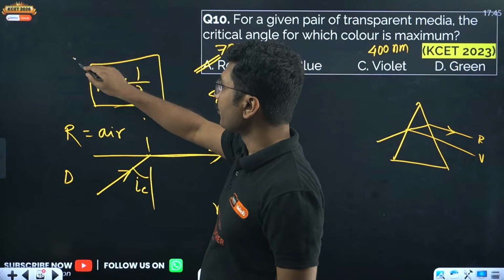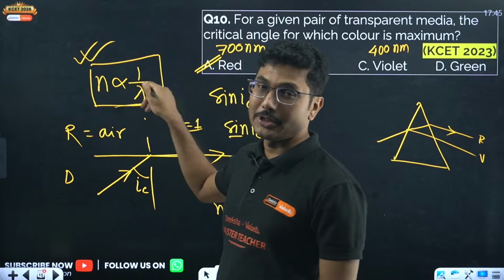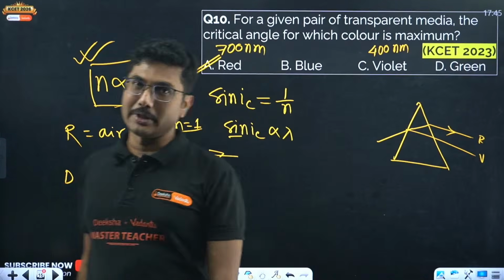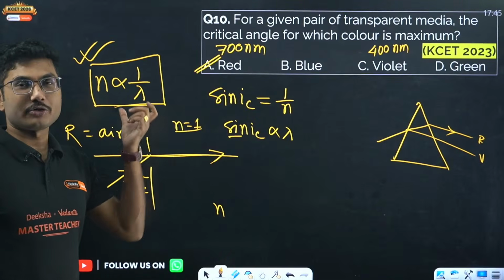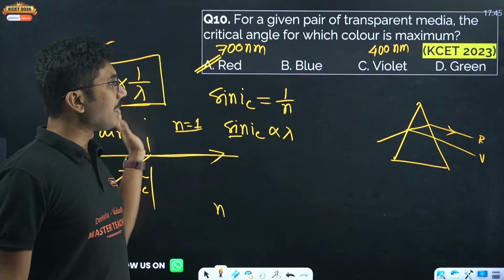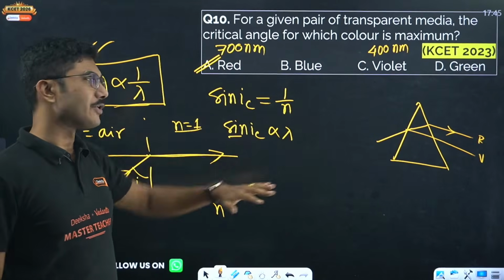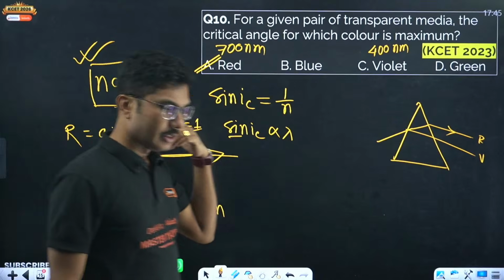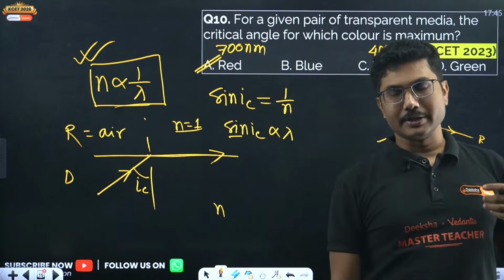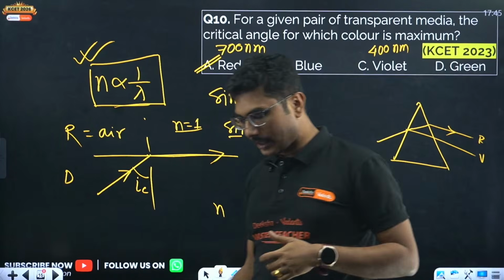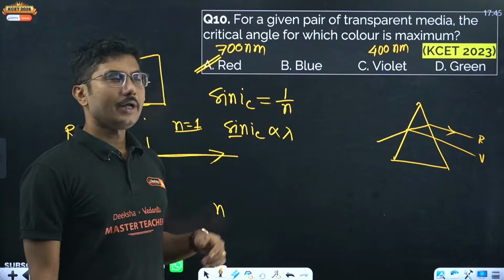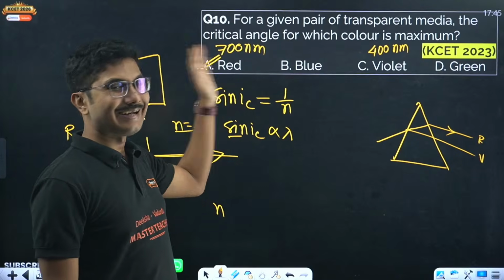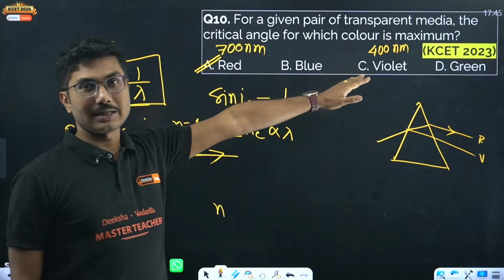Remember, this is one of the important concepts in KCET. This concept has repeated 2-3 times: refractive index is inversely proportional to wavelength. Based on that, they can give different questions. For any color based question, remember that color means wavelength. Color in physics does not mean how it looks; it always represents a wavelength, and red has the highest wavelength while violet has the smallest wavelength.